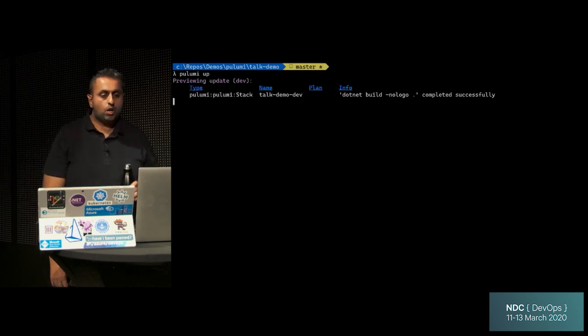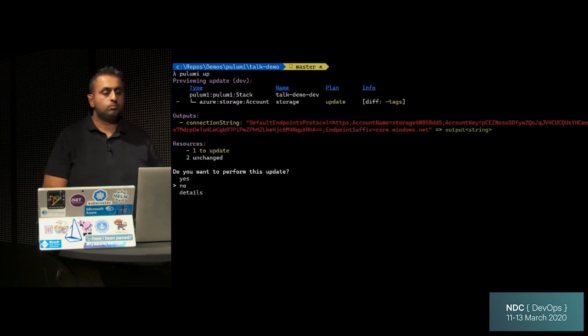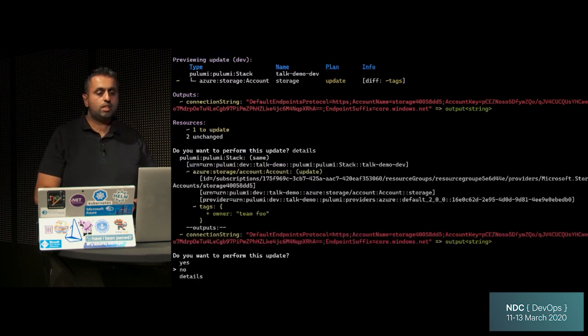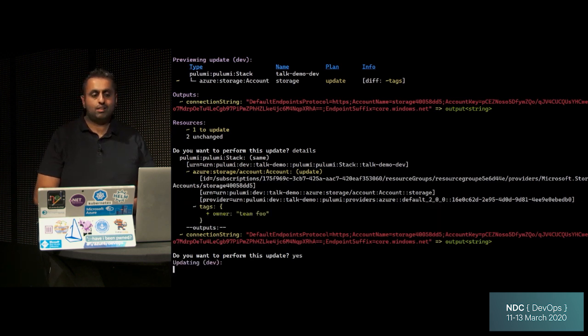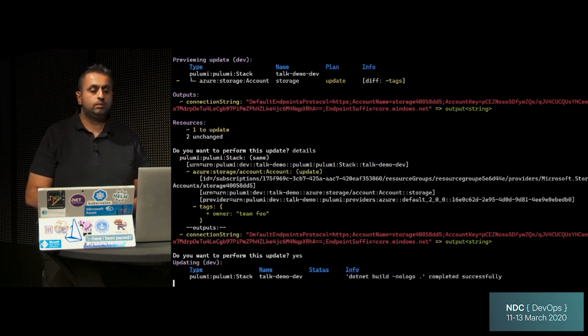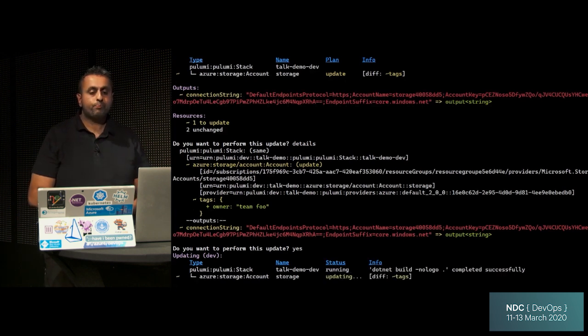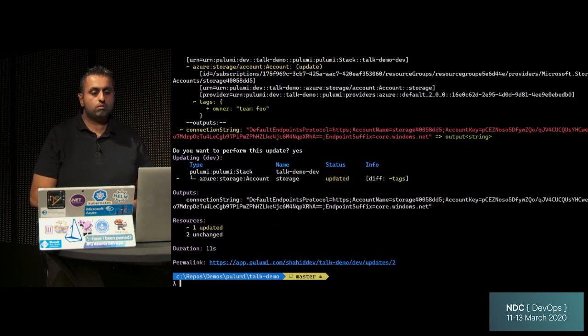So once again, it's going to compile the code. And it's going to tell me that there's one resource to update. I can dive into the details of this. So if I go down to the details, it gives me much more information, and I can see that it's going to add some tags to this resource. So it's not going to recreate the resource, it's not going to delete anything, it's just going to add the missing elements. So I can go ahead now and say yes, confirm that I want to do the update, and Pulumi will go away and now do the update. And that will take a number of seconds, and there we are, so we're done.